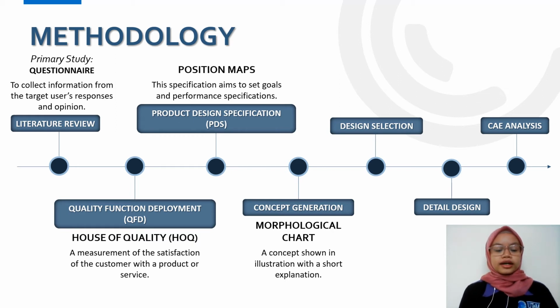After we analyze that, we came out with the concept generation. It roughly describes the technology, working principles, and the form of the product. It will demonstrate how the product will satisfy the customer needs in the form of a morphological chart. A concept is generally shown in an illustration with a short explanation. For this project, the high performance hand dryer concept design is focused on the enclosure design, technology, and the functional.